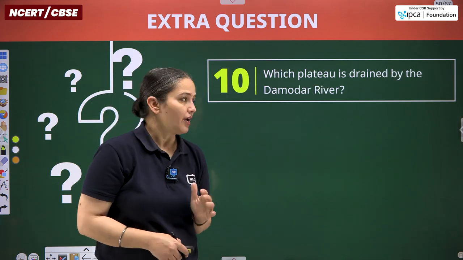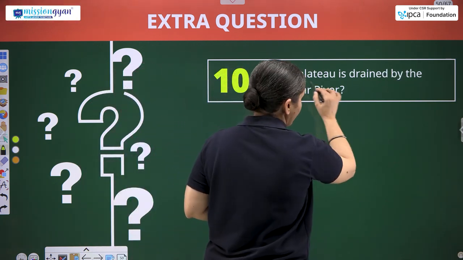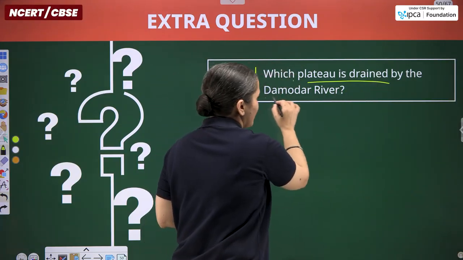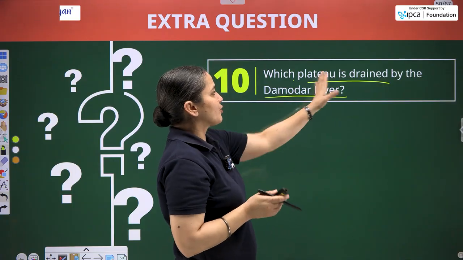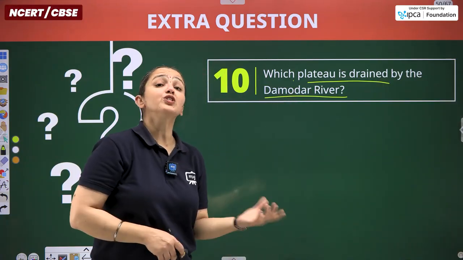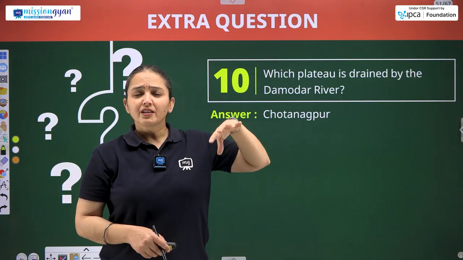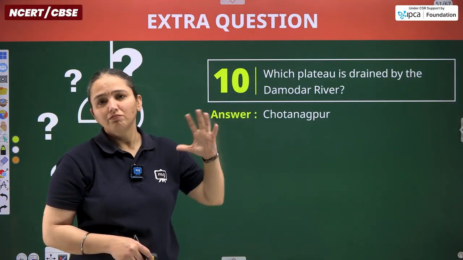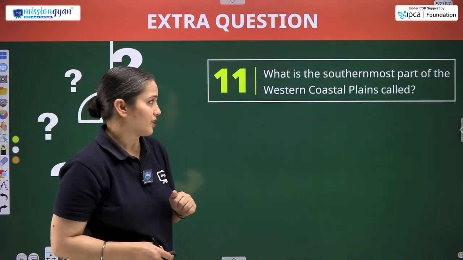That is the answer. Next question: which plateau is drained by the Damodar river? Drained means which river flows through that area. So the Damodar river is flowing through the plateau, but which plateau? Our answer is the Chota Nagpur plateau, comprising some of the regions of West Bengal, Bihar, Odisha, and along with that the Chhattisgarh region or Jharkhand region as well.